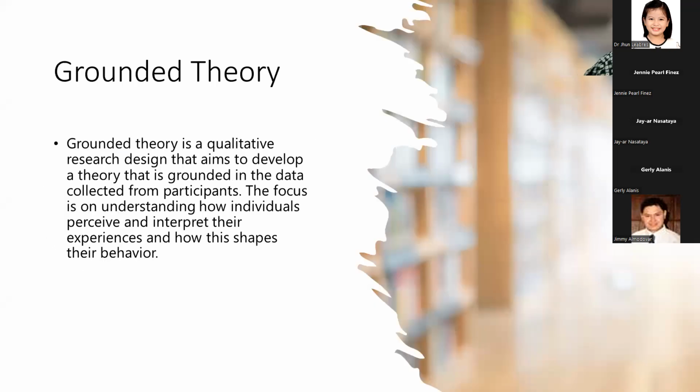So what is grounded theory? It's a qualitative research design developed to make a theory that is grounded in the collected data from the participants. Understand how individuals perceive and interpret their experiences and how this shapes their behavior. So, 2 parts. Remember, Feno? You have to get the experiences. So, it's similar to grounded theory. You get the experiences. But, you go back to them and ask them to interpret their behavior based on their experiences and how their experiences led to them reacting that way.